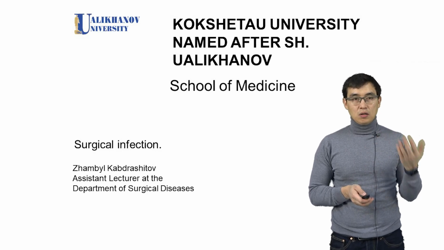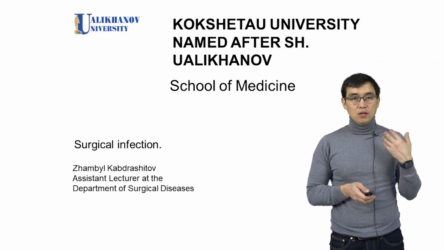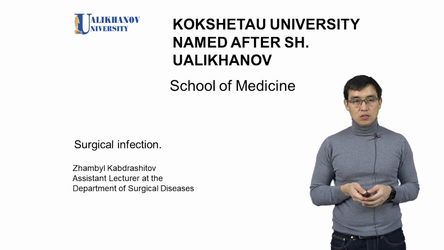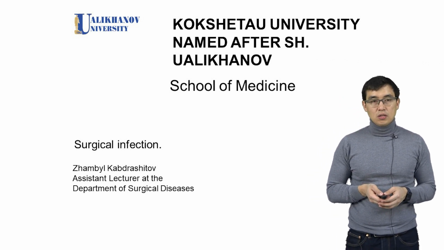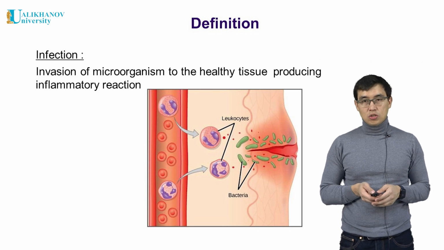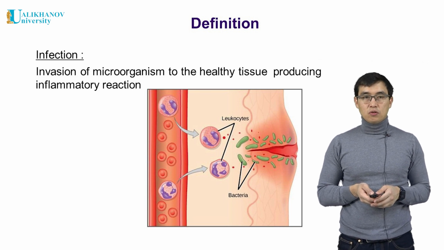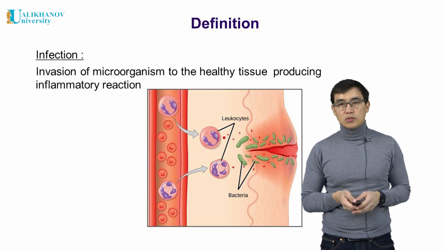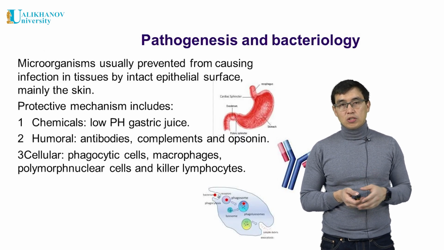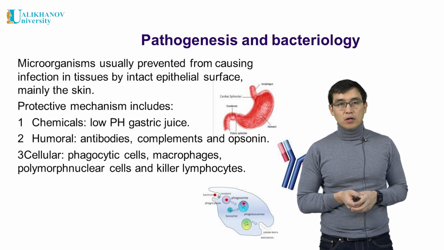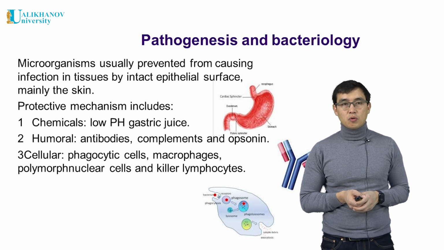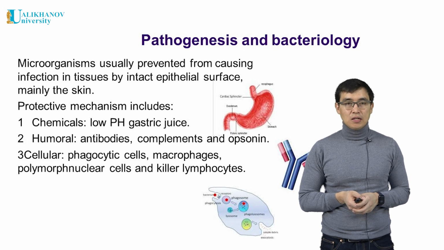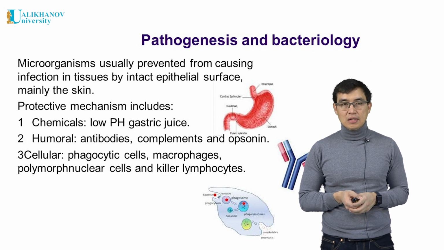So now our fifth lecture, it's the last lecture in the topic of sterilization and surgical infection. So what is a surgical infection? It's an invasion of microorganisms to the healthy tissue producing inflammatory reaction. Pathogenesis and bacteriology. Microorganisms are usually prevented from causing infection in tissues by an intact epithelial surface, mainly the skin.